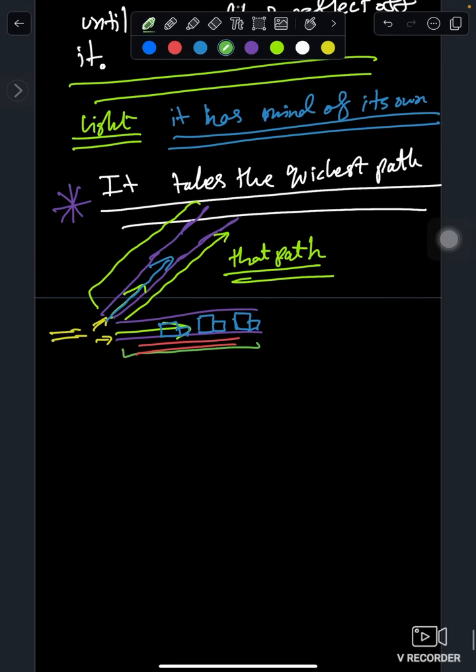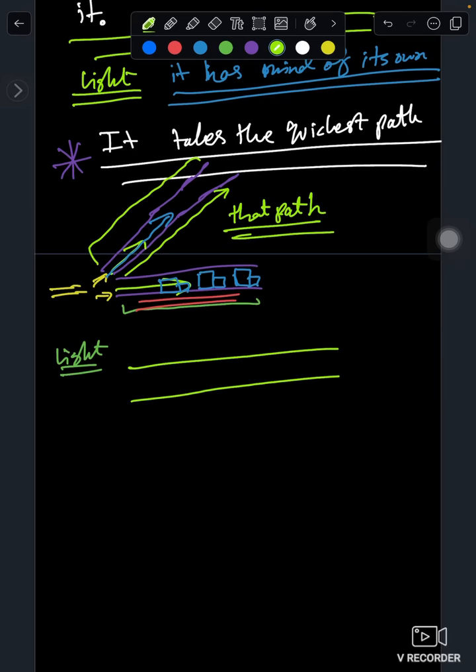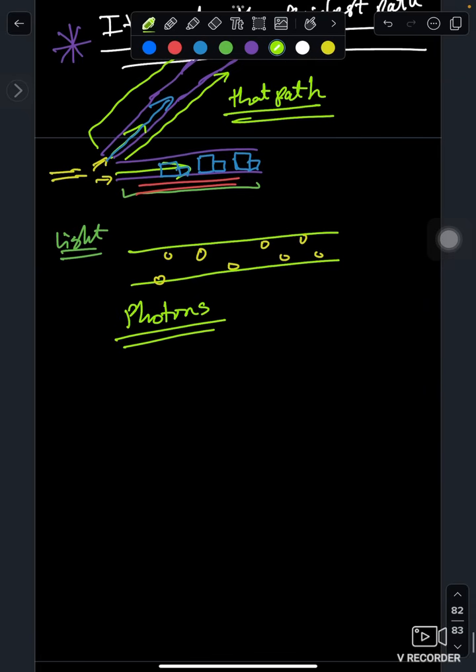Then, we have something else we know. When we talk about what light is, people say it's photons. What is this? Photons are discrete units of light.